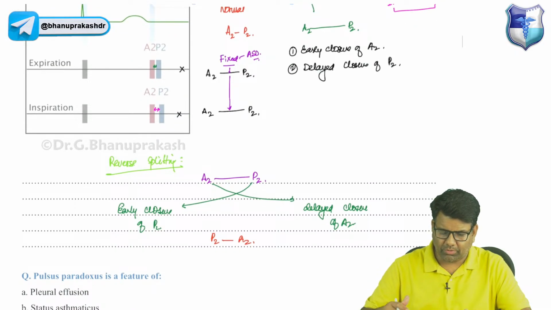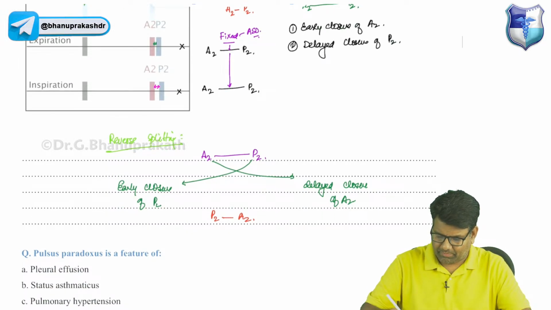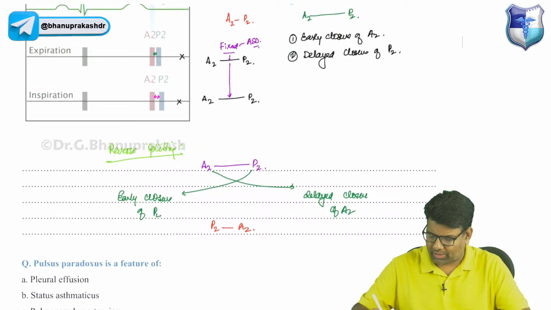Clear? So yes, Puneet, you are absolutely right. The sequence is now P2 A2, and to remember it for long, in short, I can tell you what can be the cause for delayed closure.